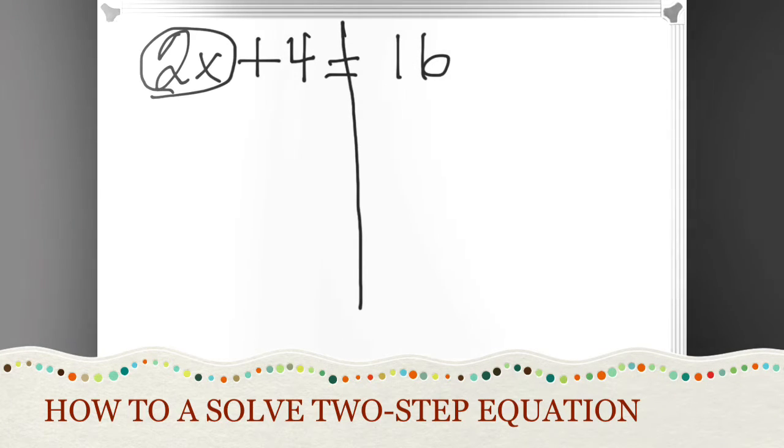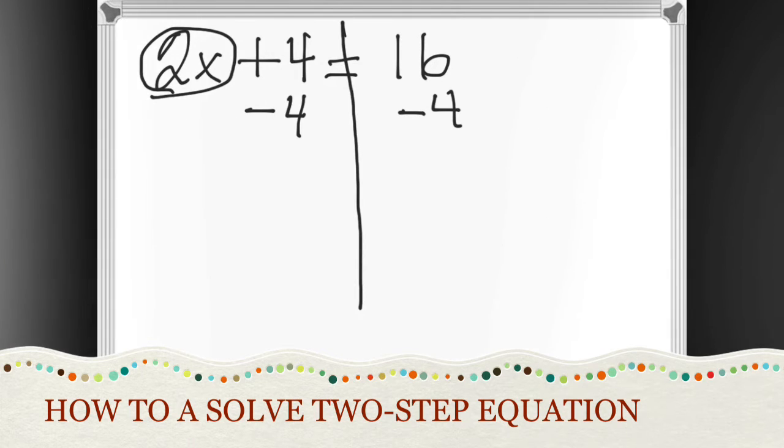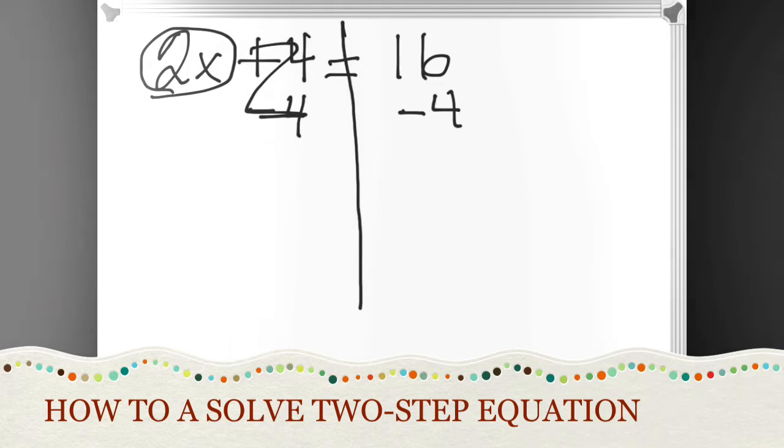So if I want to isolate the variable, I have to get rid of the positive 4. The opposite of a positive 4 is a negative 4. And whatever I do to one side of the equation, I'm going to do to the other side. And so this creates a zero pair. So I'm going to get rid of that.